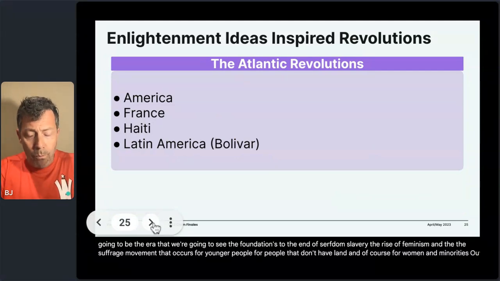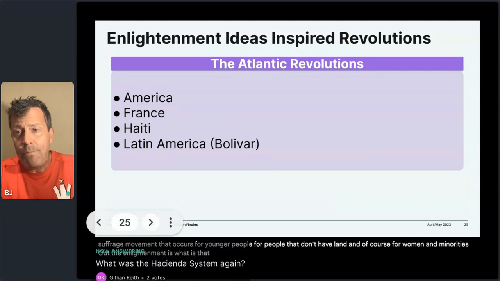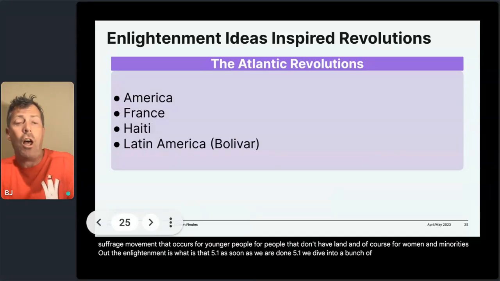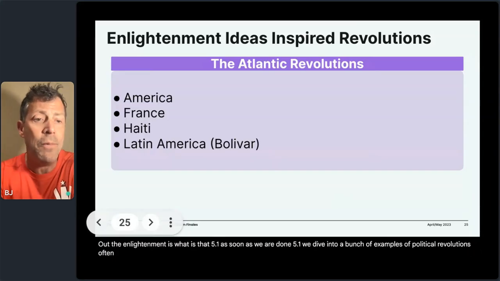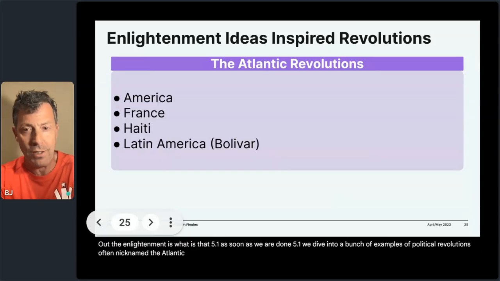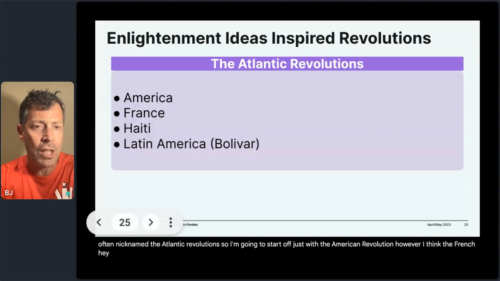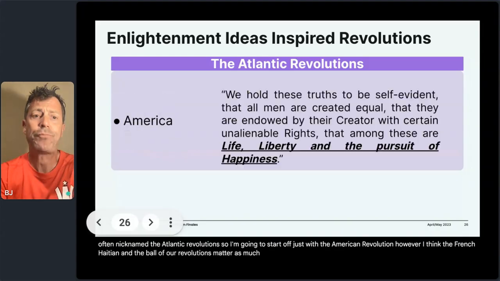Now, the Enlightenment is 5.1. As soon as we are done with 5.1, we dive into a bunch of examples of political revolutions, often nicknamed the Atlantic Revolutions. So I'm going to start off with the American Revolution. However, I think the French, Haitian, and Bolivar revolutions matter as much.